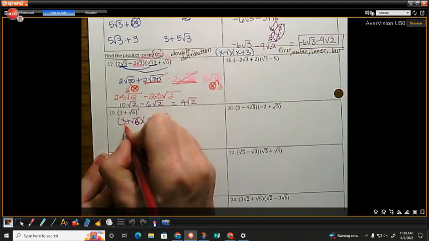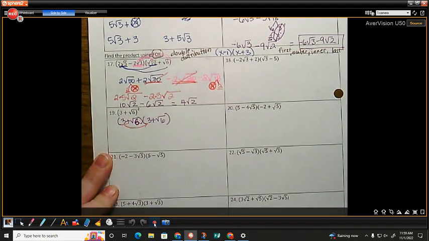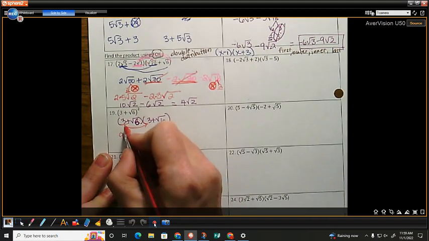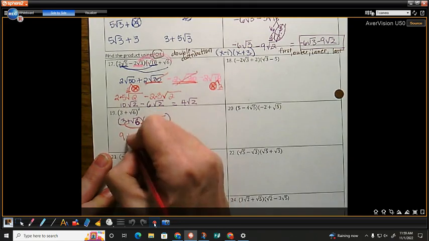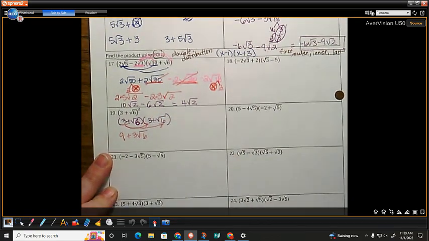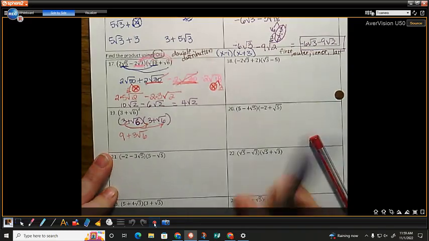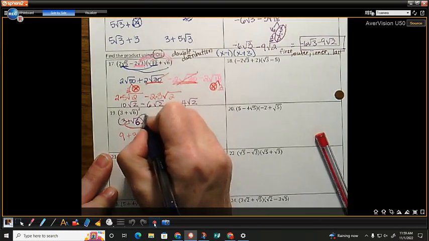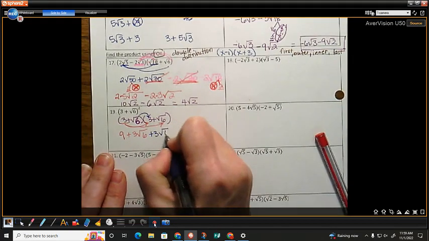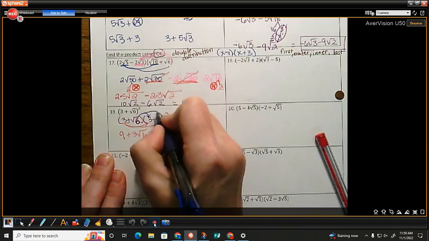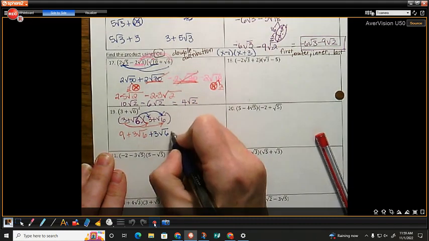And so you go, okay, what's 3 times 3 going to give you? 9. What's 3 times the square root of 6? 3 times the square root of 6. And then what is this square root of 6 times 3 going to be? 3 root 6. That's just another 3 root 6. And what's root 6 times root 6? Root 36. Yes.